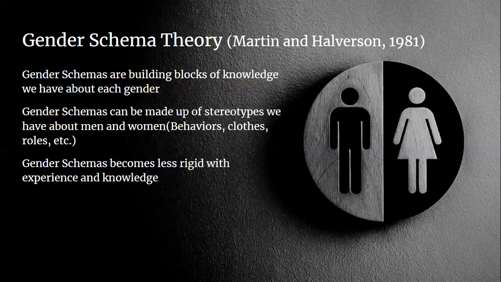All right. So gender schemas are building blocks of knowledge we have about each gender. That's really knowing the appropriateness of how male and female should behave. Also, gender schemas can be made up of stereotypes we have about men and women. That's true, because as I've said, that's symbolic interactionism.